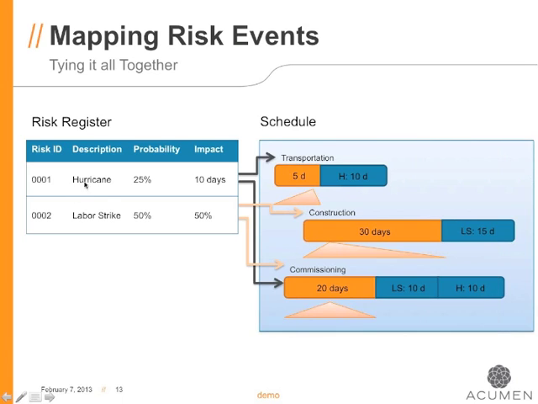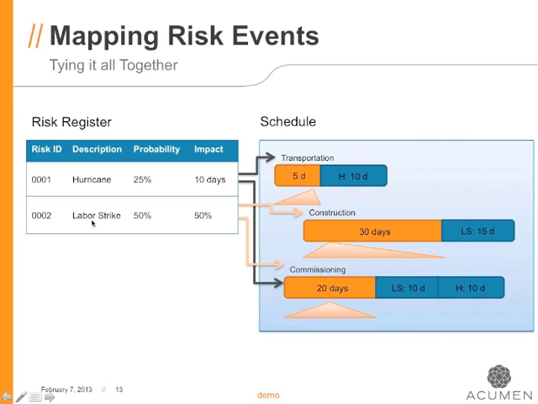So in our example here, we've got a hurricane risk and a labor strike risk, and we can see that our hurricane risk has a potential impact on transportation, which is a 5-day activity. It also has a potential impact on commissioning, which is a 20-day activity. So by mapping the hurricane risk with a 25% probability of a further 10-day impact, the model then inherits that hurricane risk and connects it to that activity.